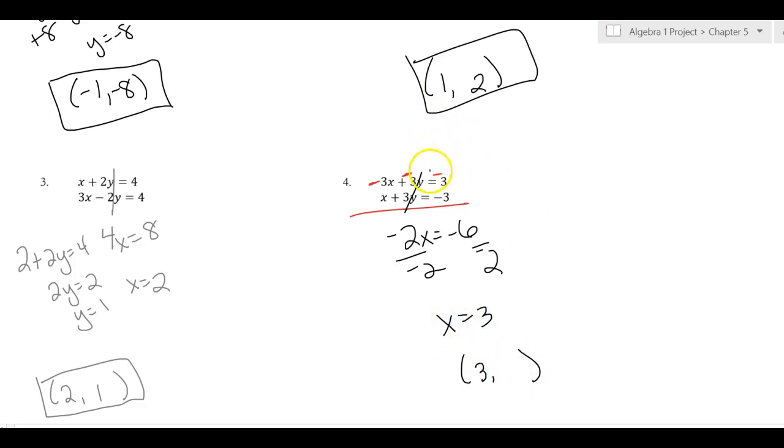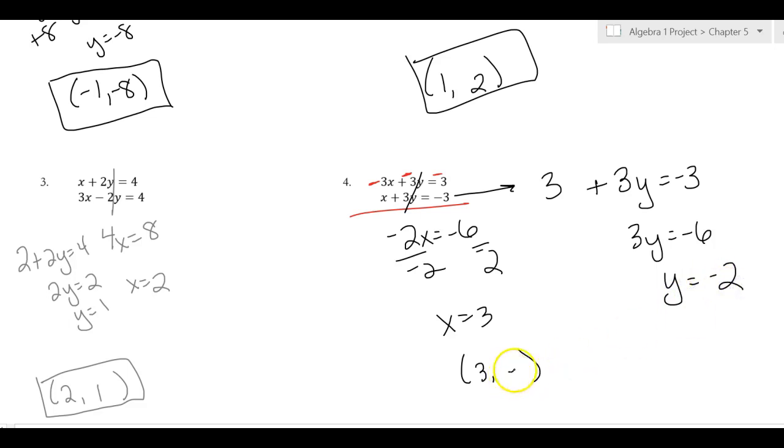And now again, you plug it into one. I tend not to plug it into the one that was touched, so I use the other one. So 3 plus 3y is equal to negative 3. So 3y is negative 6. So y is negative 2. And that's it. So if they're same number, different signs, you could just eliminate them. If they are same number, same sign, you have to change one of the signs, which means you change all the signs in that row.